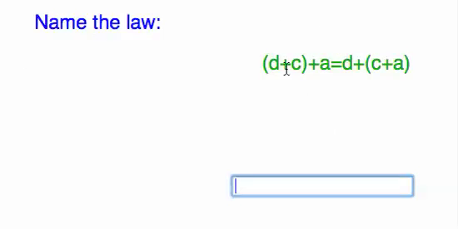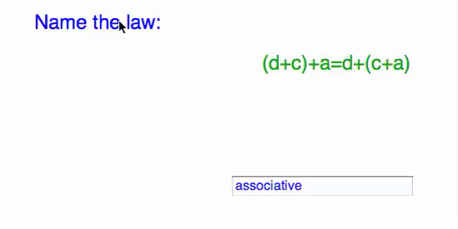Okay, here we have D, C, and A, D, C, and A, so the order is the same. But what's changed is what has been grouped together. Right here, the D and C are grouped together, and over here the C and A are grouped together. So it's the grouping. Since what has been grouped has changed, or what has been associated has changed, we'd call that the associative law.